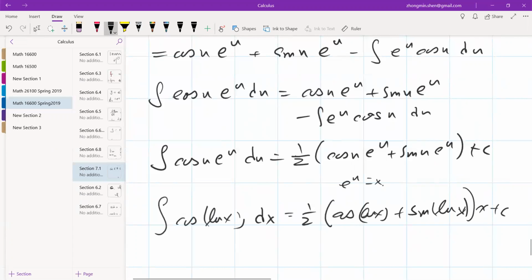It's pretty complicated, but it works. You know, you can use substitution or without substitution, just the same. End up with the same result.